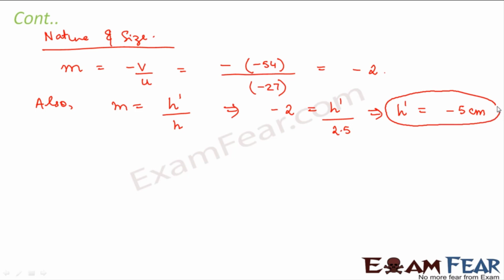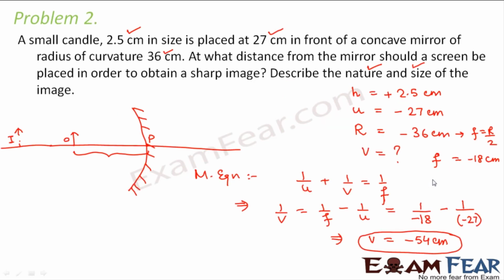So from this what can we tell about the nature of the image? Since h dash is negative, we can say that the image is inverted. Since it is 5 centimeters, it is magnified or enlarged. Now since the image is inverted, it has to be a real image. That means how would the image be? This will not be the image. The image will be somewhat like this. It will be enlarged, inverted and real, right? So we calculated the nature, size and position of the image.